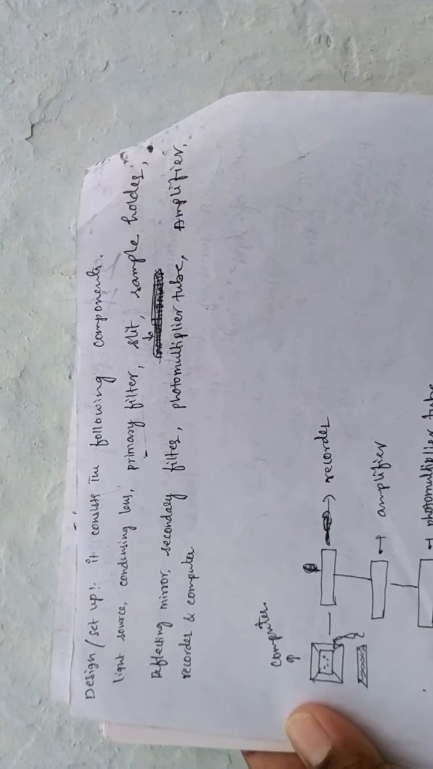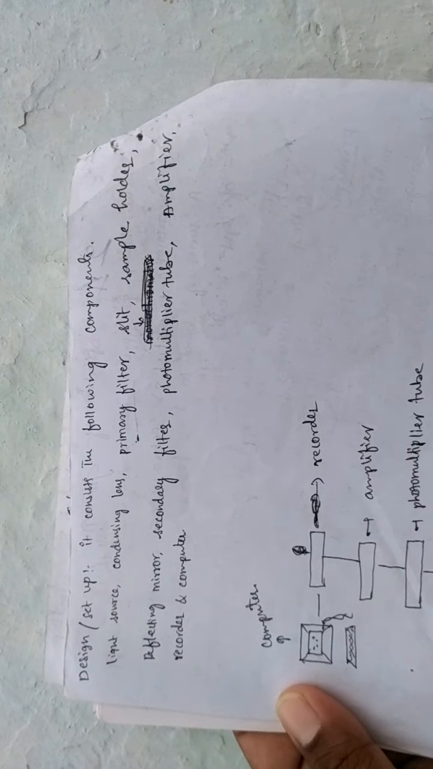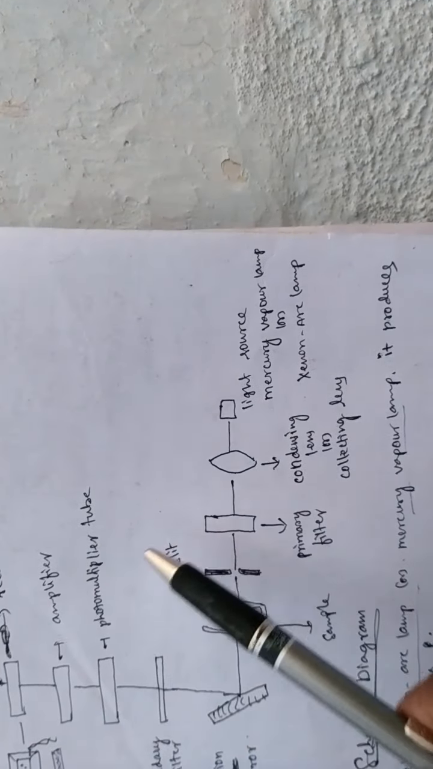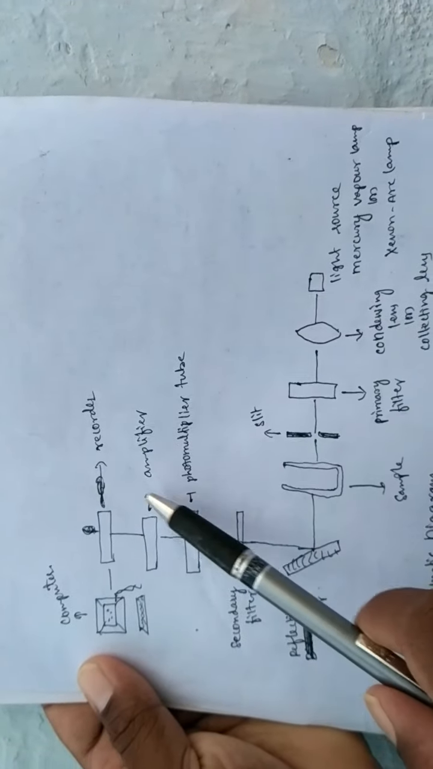The design, setup, or method of the instrument. It consists of different types of components. They are light source, condensing lens, primary filter, slit, sample holder, reflection mirror, secondary filter, photomultiplier tube, amplifier, recorder, and computer. Now we'll see one by one.